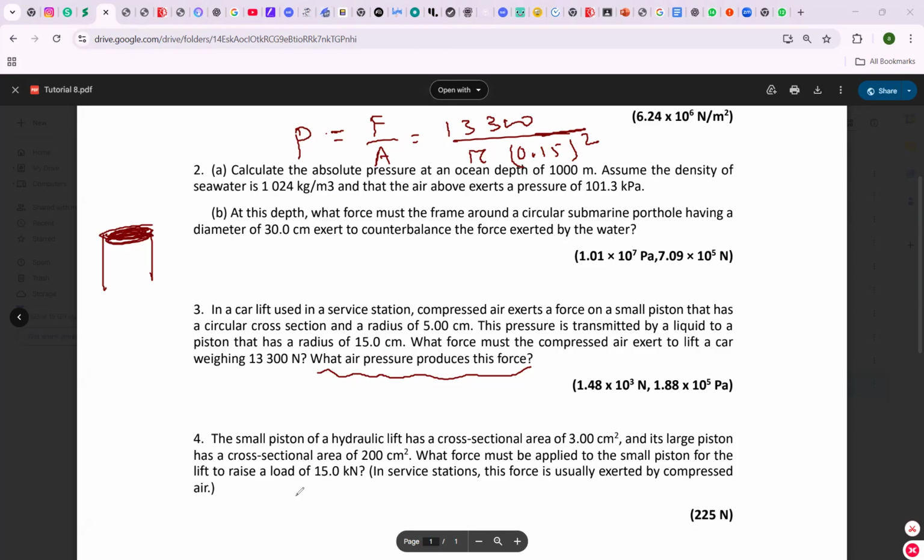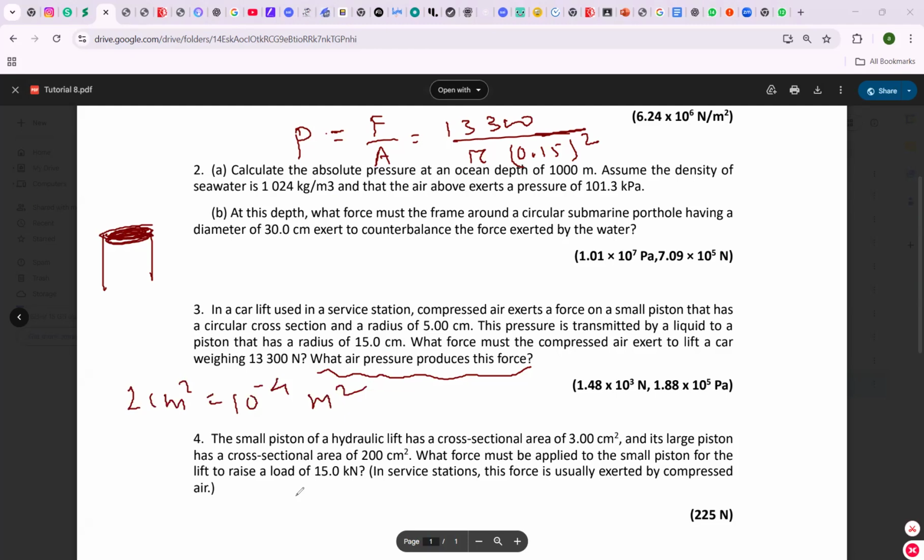Okay, so the small piston has a cross-sectional area of 3 centimeter square. Small a is in centimeter square, so we have to convert it to meter square. Always. But is the square different? Do we multiply by 10 to the power negative 2? So 1 centimeter square is 10 to the power minus 4 meter square.